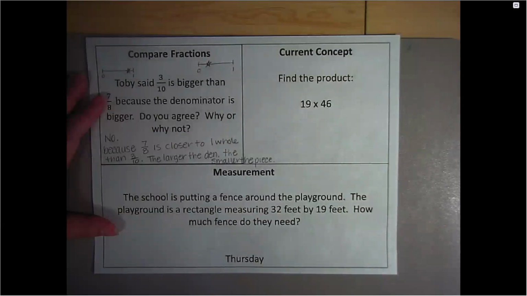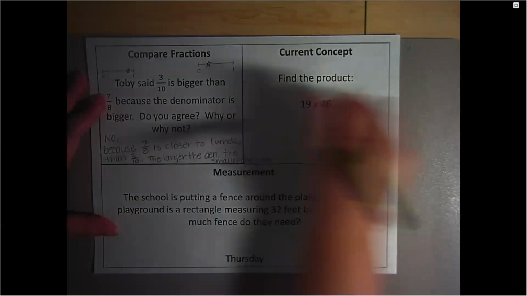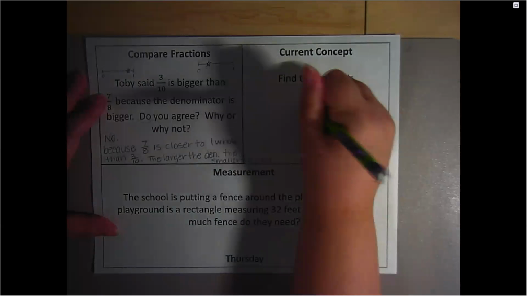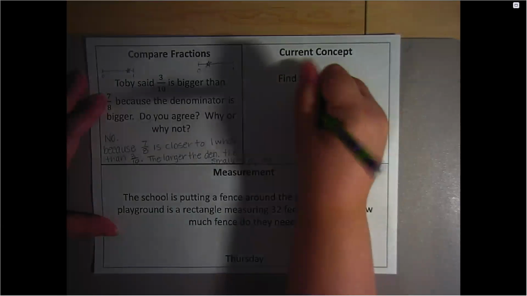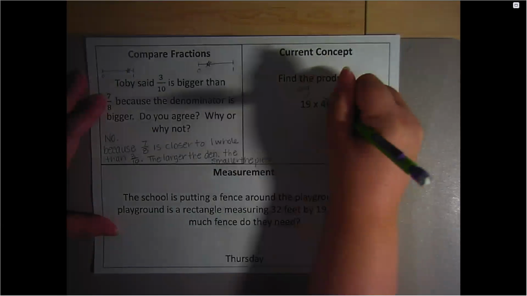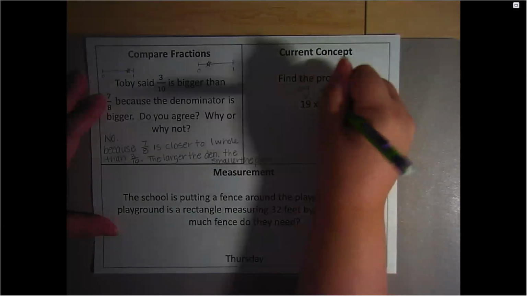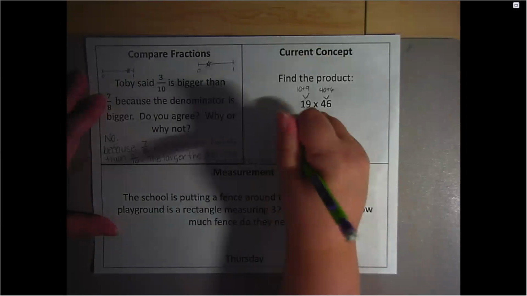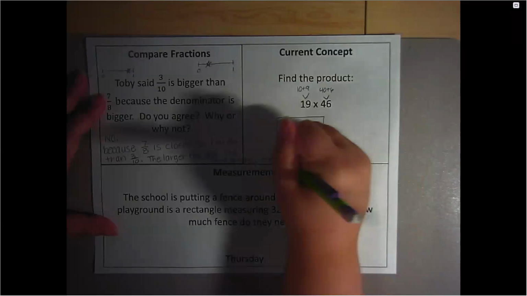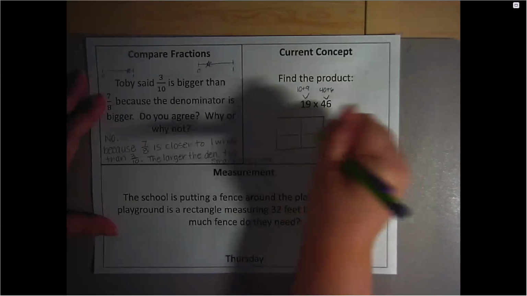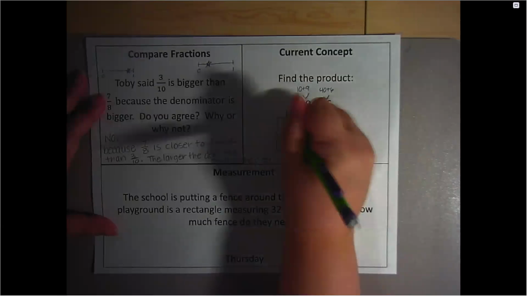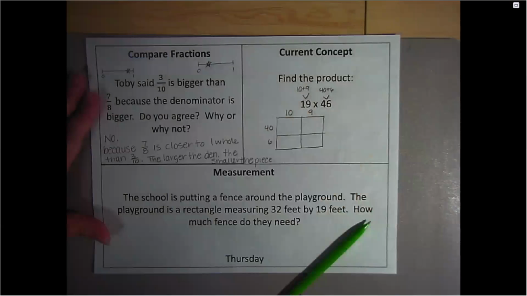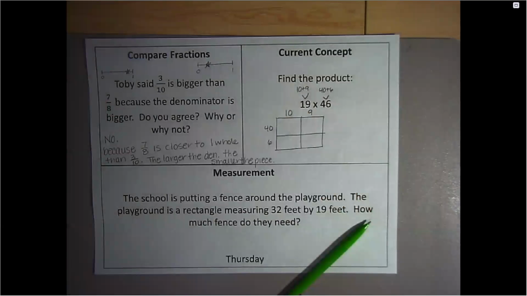Okay, number 2, it says find the product of 19 times 46. So I'm going to expand 19 into 10 plus 9. And I'm going to expand 46 into 40 plus 6. And so I'm going to go ahead and make my box. So I'm going to have 10 plus 9 and 40 plus 6. And then I'm going to go ahead and multiply.